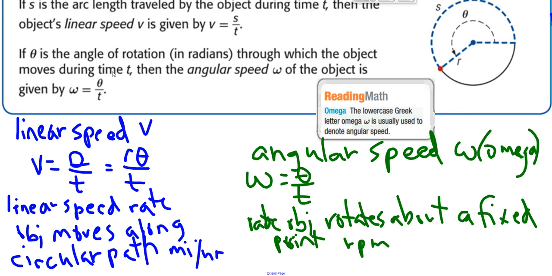One thing I'm just going to have you notice right now is that angular speed, which is theta divided by t, if we write this version of our linear speed, notice that theta divided by t is there. So an alternate version we could give here is v equals r times omega. I'm not going to write that right now, but I just want you to keep that in your mind as we move forward.